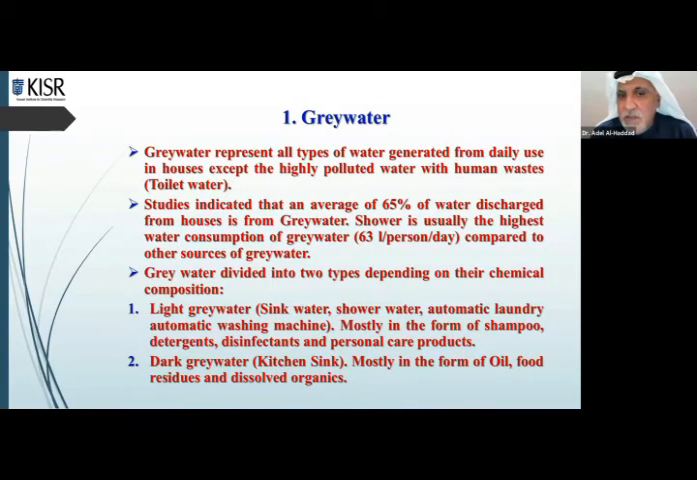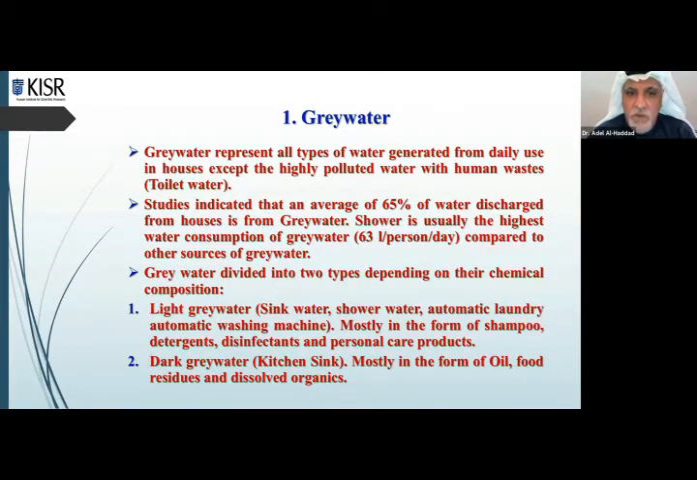The light gray water includes sink water, shower water, and automatic washing machines, and is mostly in the form of suspended solids, detergents, disinfectants, and personal care products. While dark gray water is mostly related to the kitchen sink and is mostly in the form of organics, residue, oil, grease, and dissolved organics usually associated with kitchen water.